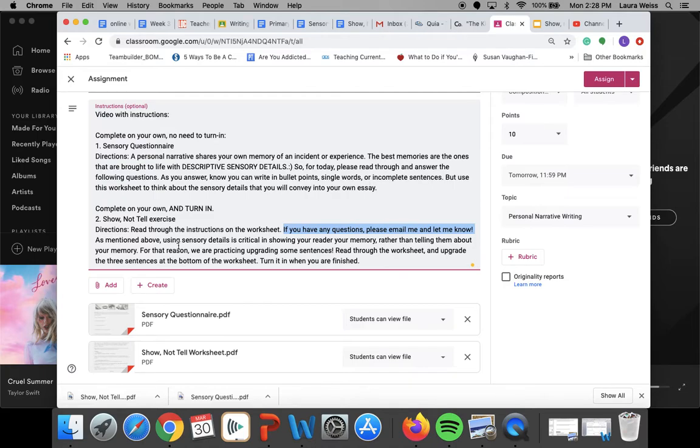As mentioned above, we're working again on sensory details. It's critical in showing our reader our memory, this event, this experience, rather than just telling them about it. For that reason, we're going to practice upgrading some sentences. So go ahead and click on this worksheet. You can download it into Notability, just like the other one.